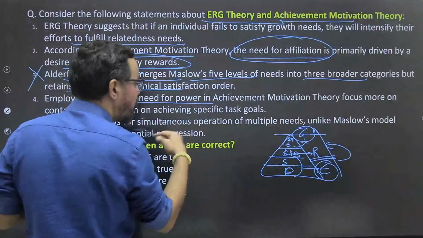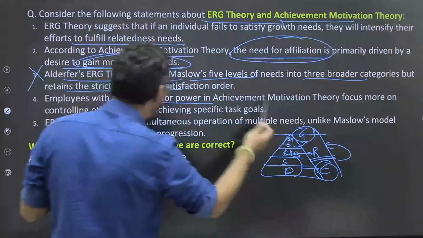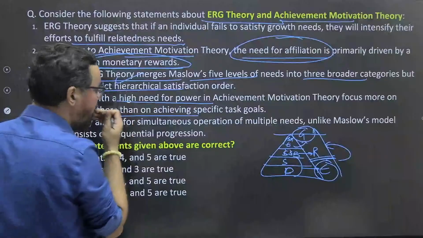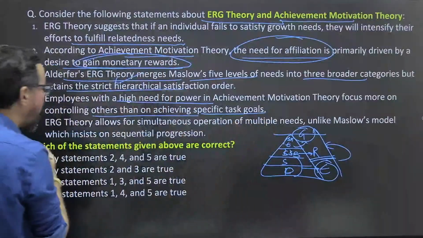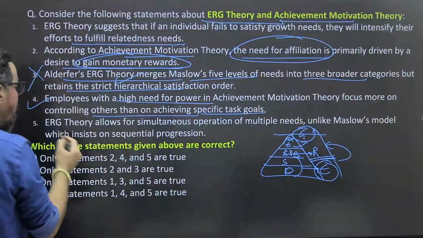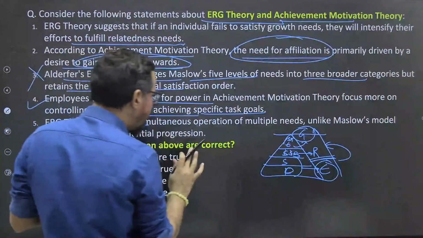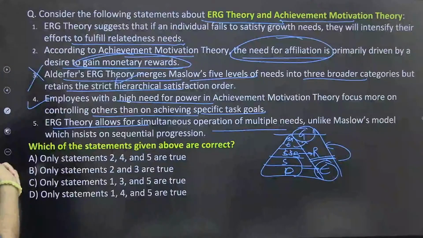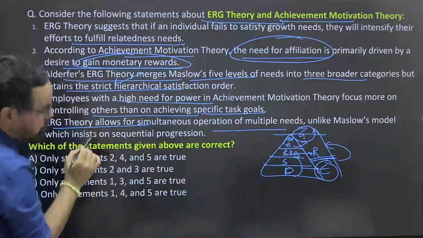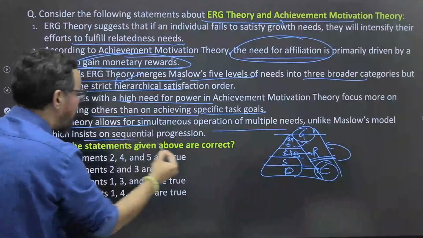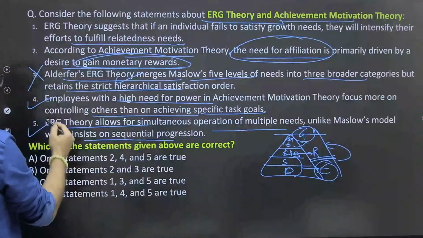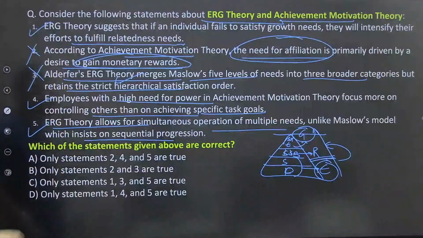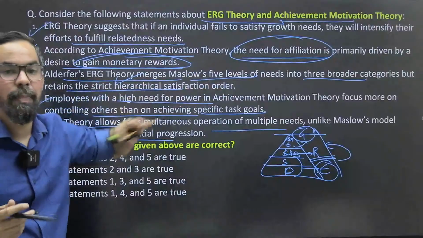Statement 4: employees with high need for power in achievement motivation theory focus more on controlling others than on achieving specific tasks and goals. It is need for power, yes, true. ERG theory allows simultaneous operation of multiple needs, unlike Maslow's model, which has sequential progression, true. So the first statement is also right, the second statement is incorrect.